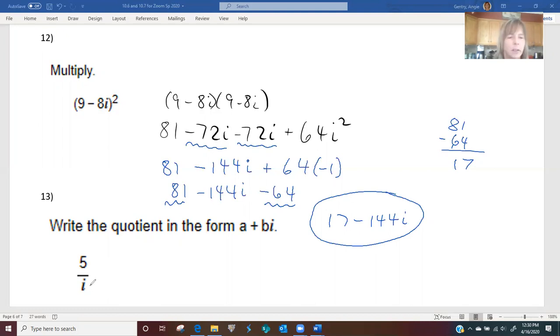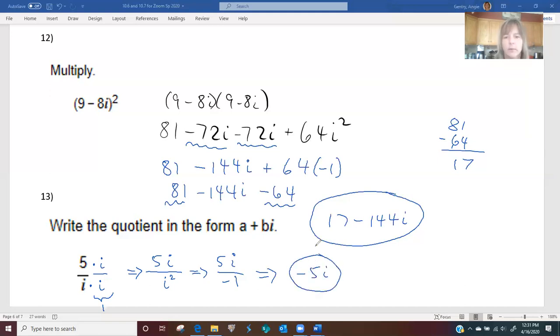How do we do it? Think about it. If you multiply this times i, whatever you do down here, you do up here, then it's making it legal. This is essentially multiplying this whole piece times 1, totally legal. And then you have a 5i over i squared. And why did I do that? Because then I could turn the i squared into a negative 1, because I've accepted that i squared equals negative 1. And then you have a negative 5i, essentially.